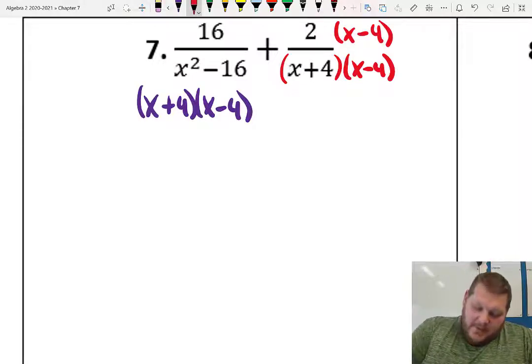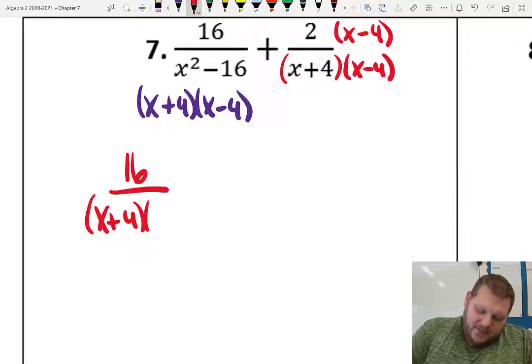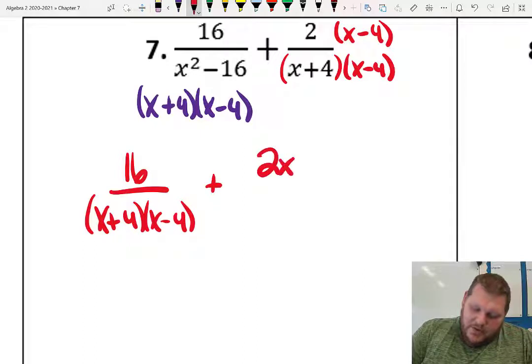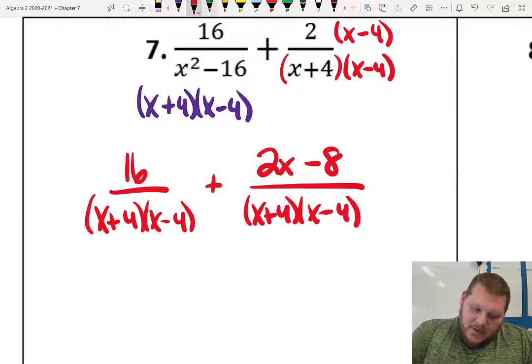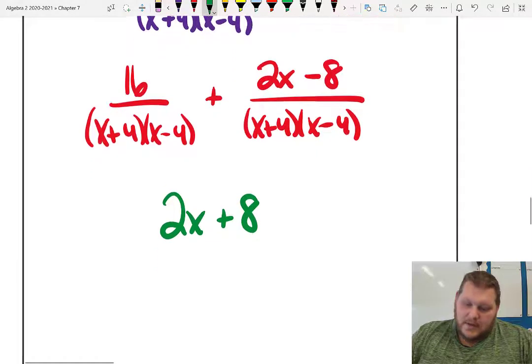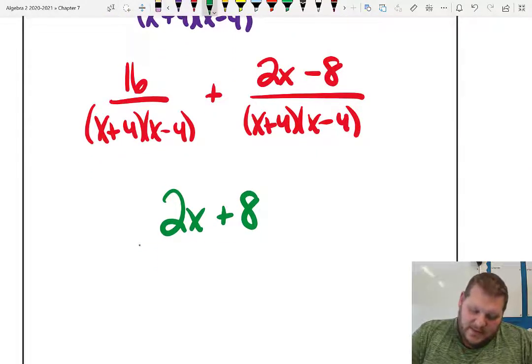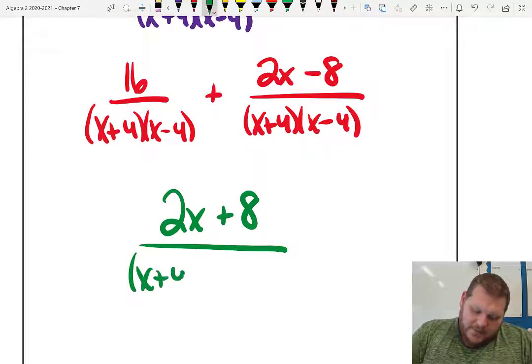From here, my first fraction has not changed. 16 over x plus 4, x minus 4, plus, in between, I end up with 2x minus 8 for my numerator on the second parenthesis. x plus 4, x minus 4. So when I collect up my like terms, I end up with 2x plus 8, right? Because 16 and negative 8 is positive 8, over x plus 4, x minus 4.